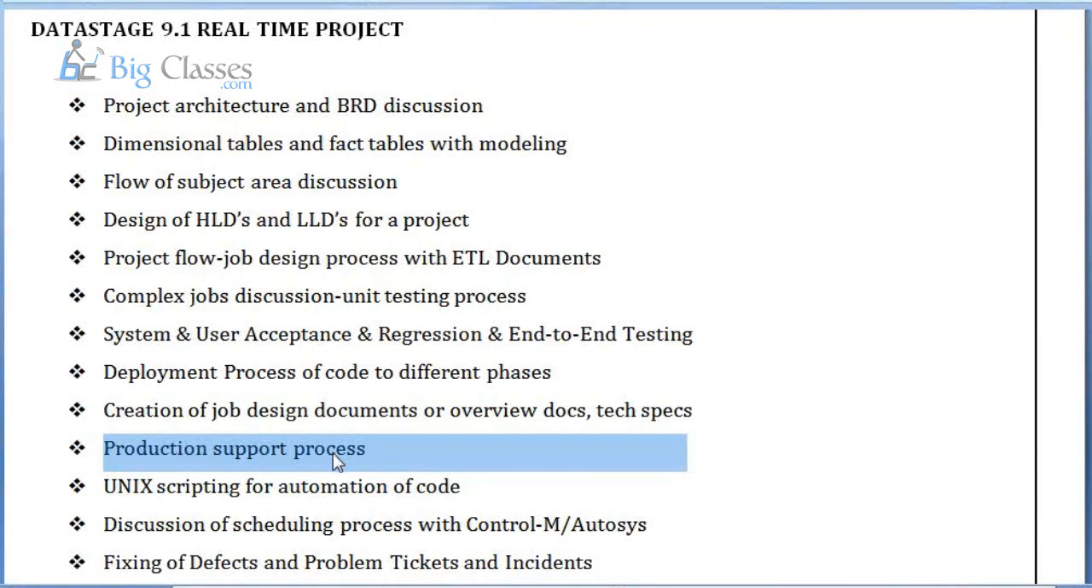Once in production, your jobs are running, there may be some failures, right? There may be a chance of having some failures, so we need to handle those failures. How the production support process works, what kind of production process we are implementing, what kind of defects we received, what kind of code changes we are doing there, all these things also we will be discussing as part of our training. That also we will be discussing.